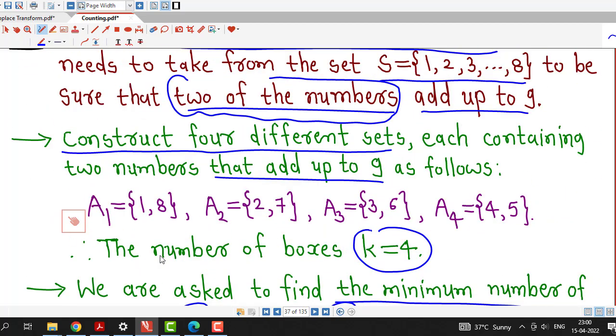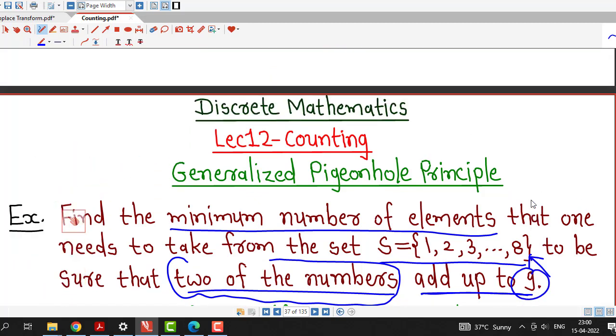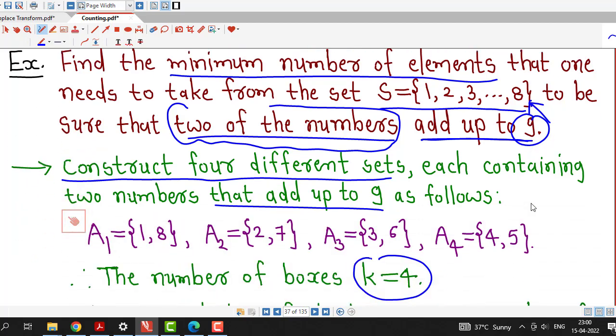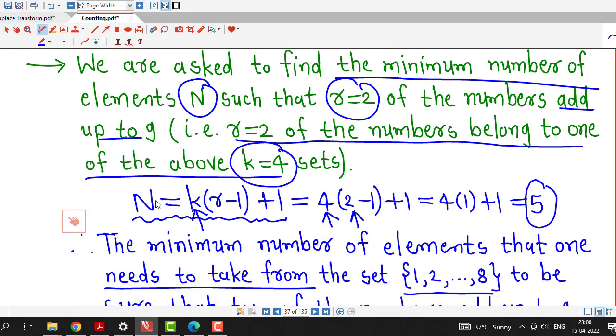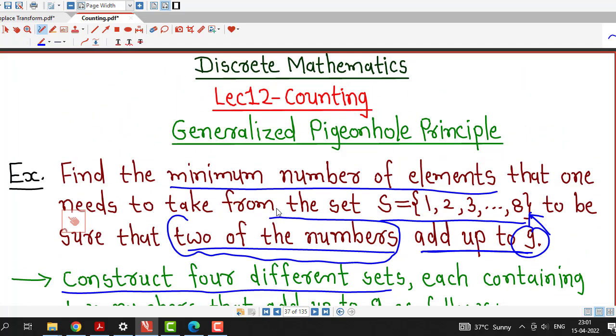So we should select 5 elements from this set such that 2 of the selected numbers will have their sum equal to 9. So this is another nice application of the generalized pigeonhole principle, and you should remember this formula: the minimum number of objects capital N equal to k times r minus 1 plus 1, and you can easily answer this type of problems using the generalized pigeonhole principle.